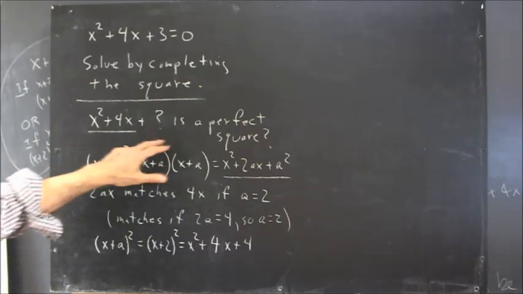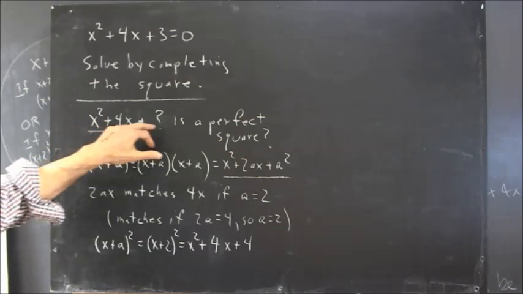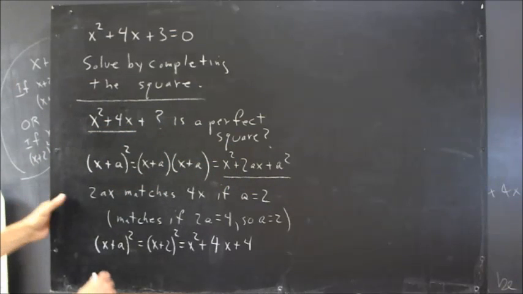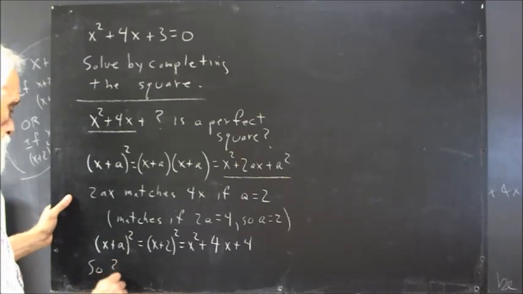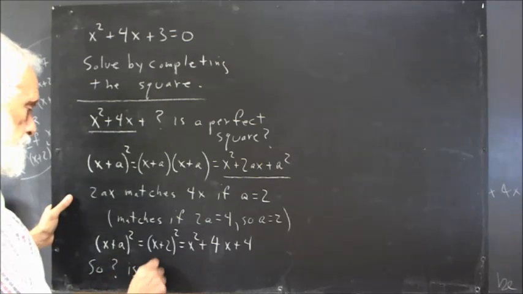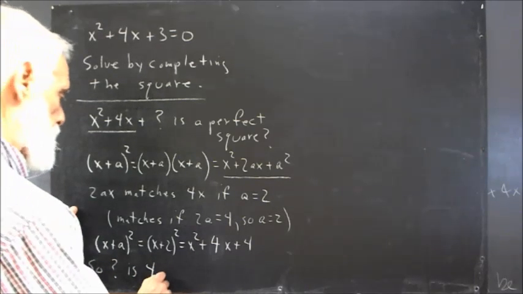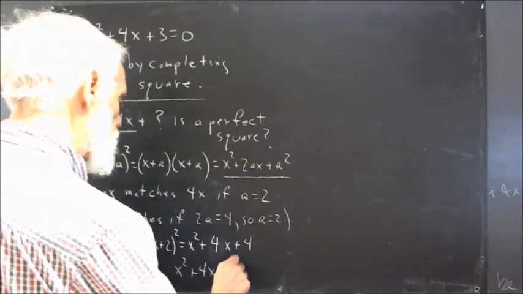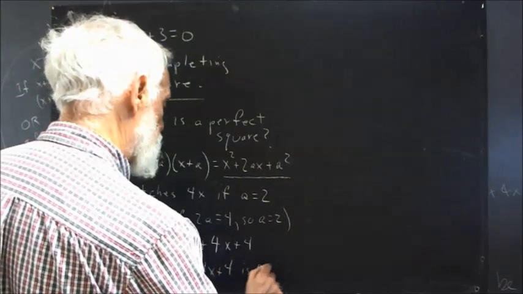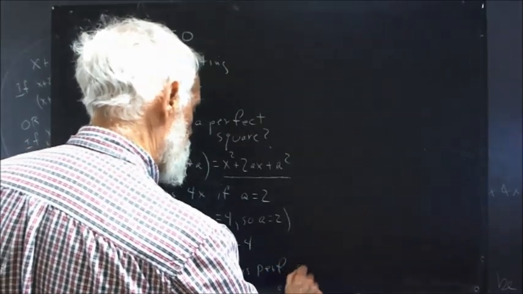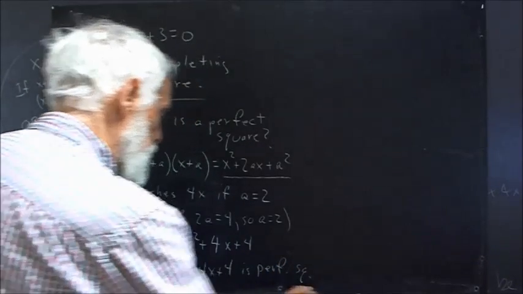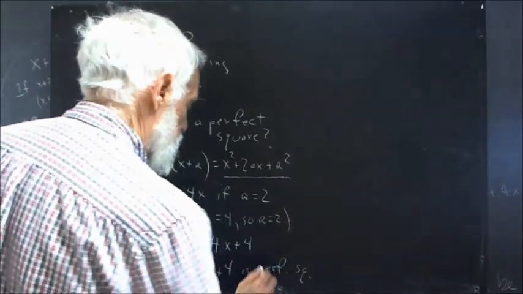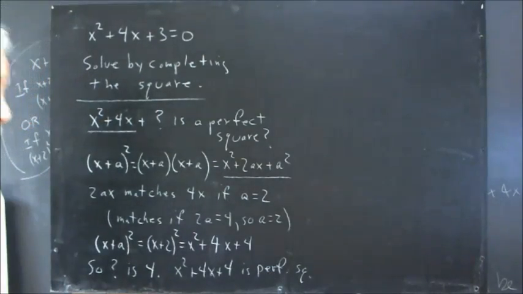Well, what was our original question? X squared plus 4x plus what is a perfect square? Well, now the what is 4. X squared plus 4x plus 4 is the perfect square. That's what I'm saying, perfect square.